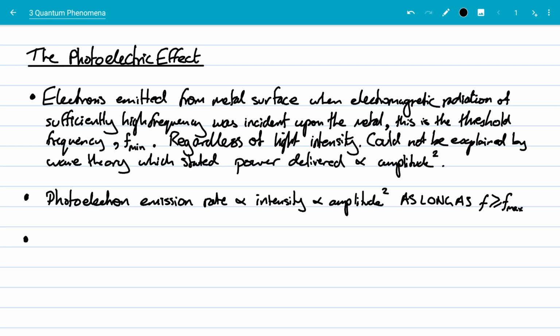The third thing that was noticed was that the photoelectron emission was immediate. There was no delay. That flies in the face of wave theory as well, because wave theory suggested that as long as the waves were delivering energy for a long enough time, eventually the electrons would get enough energy to escape the metal surface. So we've said a few things here. The electrons are stuck in a metal surface, and to get them out, we have to give them energy.